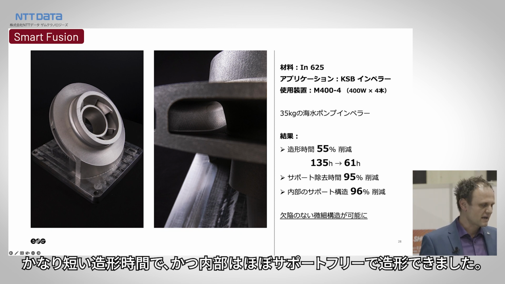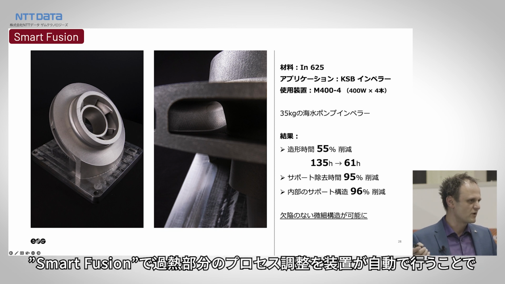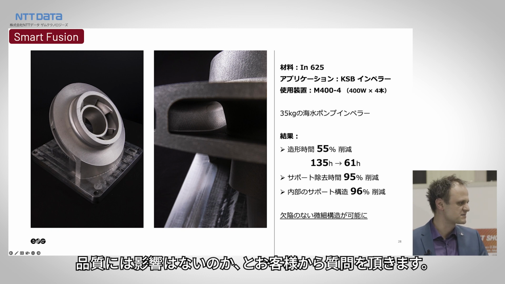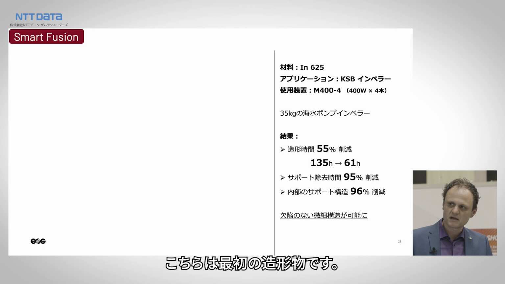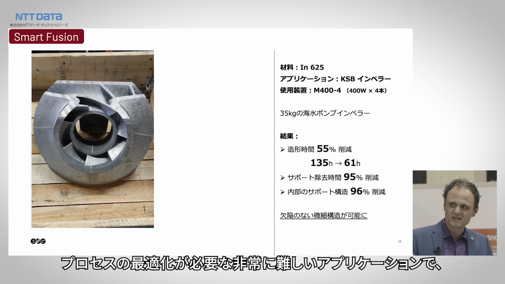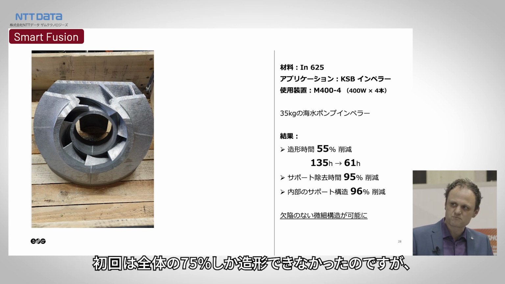And now, a lot of people say, if you let the machine decide where to adjust the process, where you have significant overheating or not, the first question always asked by customers is, how is the quality affected? So here we had some initial tries because we also had to optimize the process. That was one of the most challenging parts that we've ever printed.